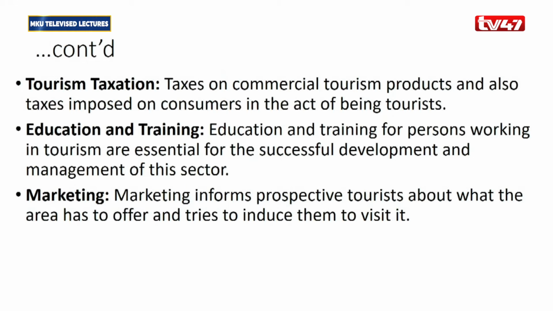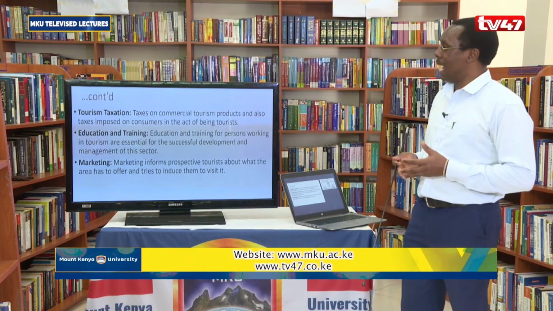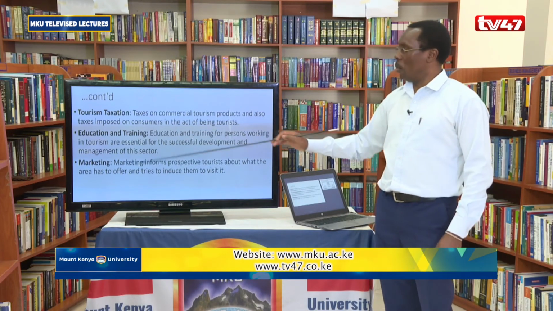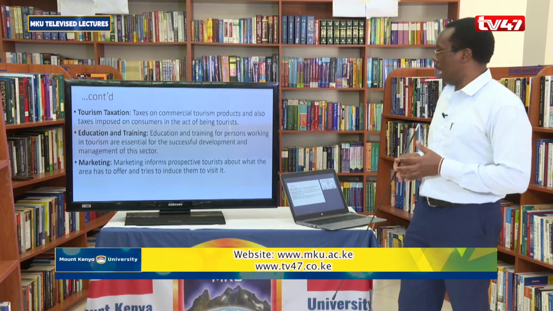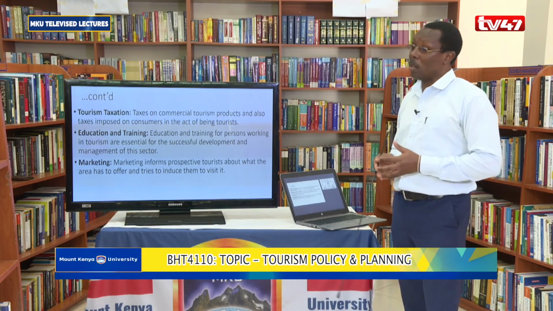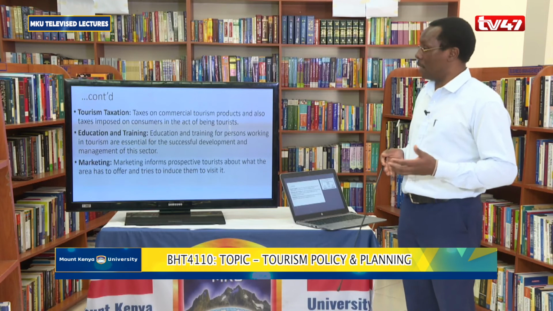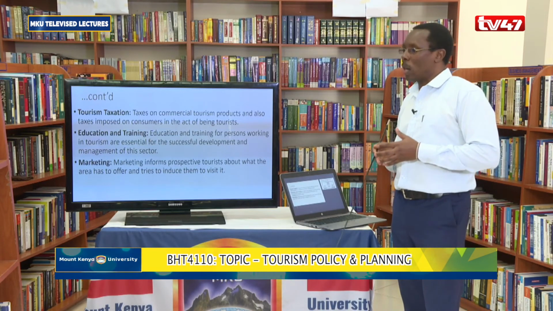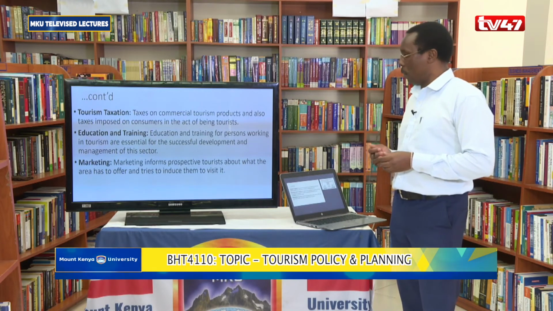Then another way of achieving the objective of tourism policy is through education and training. For instance, in MKU, we have the School of Hospitality, Travel and Tourism Management, and it is anchored toward this. We cannot talk of propelling the industry when we don't have well skilled manpower, and this happens through training. So the national government is putting a lot of emphasis on skills development within this sector. You cannot develop tourism if the skills level is wanting.